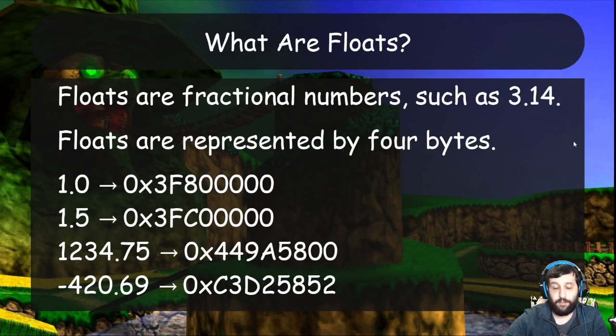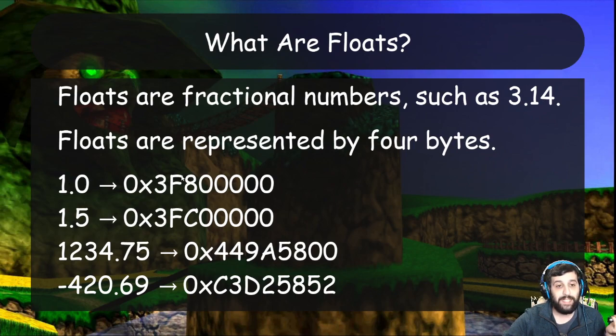So floats, you love them, you hate them. Floats are those fractional numbers that we're talking about, like 3.14159265535. That's the start of pi. I don't know why I'm impressed by myself. They're represented by 4 bytes every time. So if we have 1.0, you might think that 1 is just an integer, right? But the fact that we added a .0 to it makes it a float.